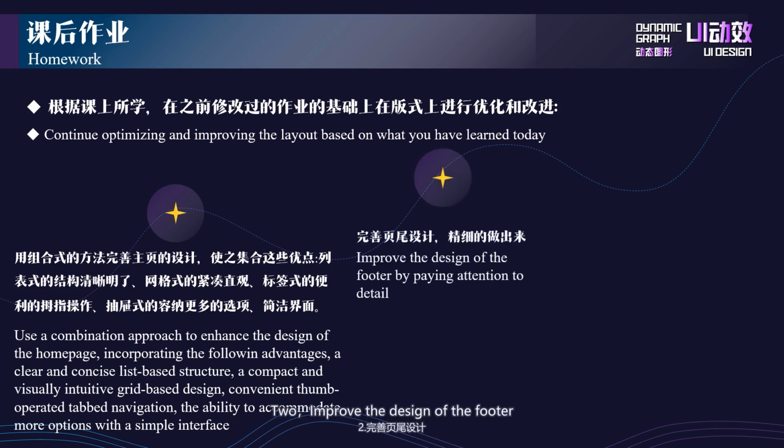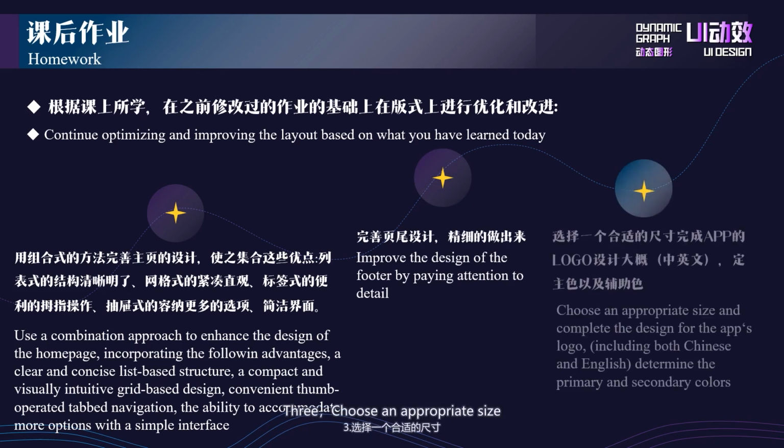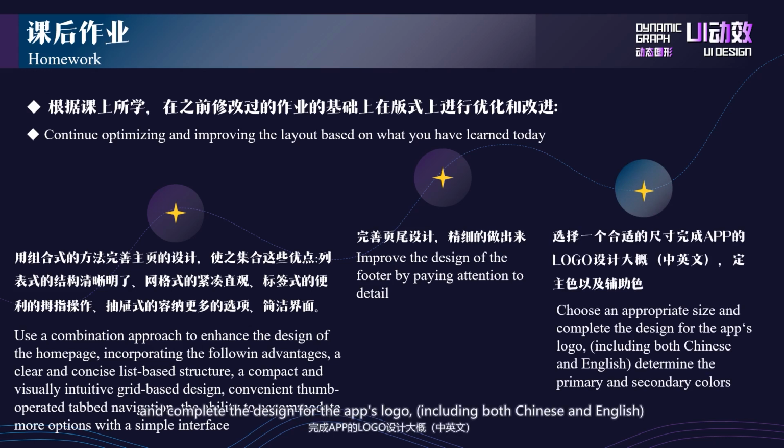2. Improve the design of the footer by paying attention to detail. 3. Choose an appropriate size and complete the design for the app's logo, including both Chinese and English. Determine the primary and secondary colors. You can refer to the provided layout to present the logo.